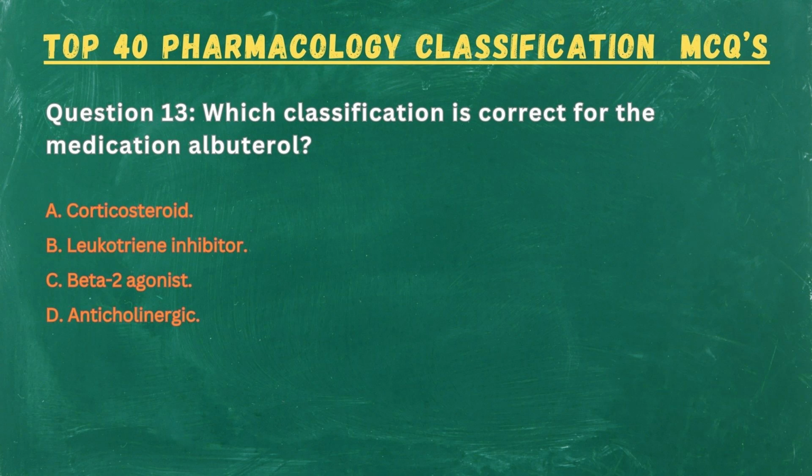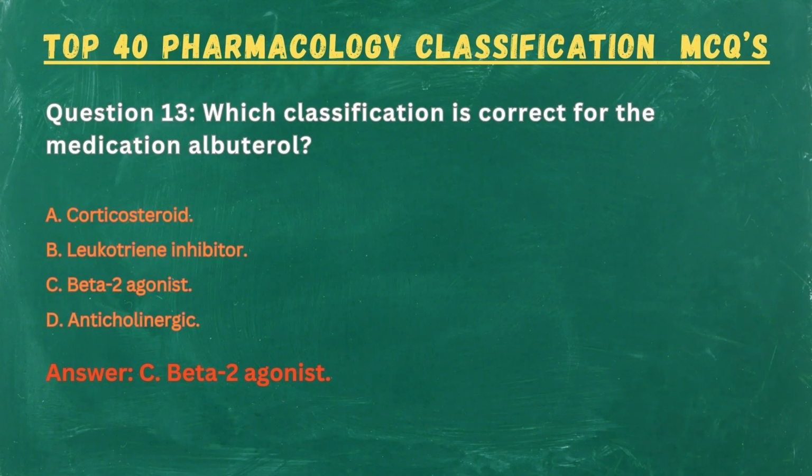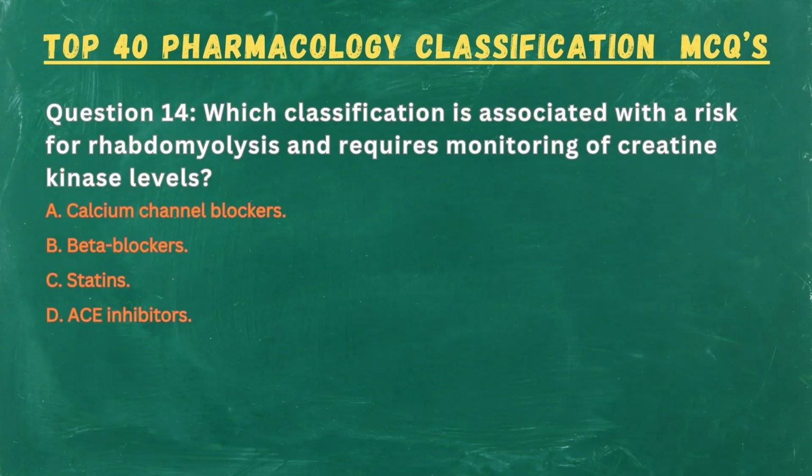Question 13. Which classification is correct for the medication albuterol? A. Corticosteroid. B. Leukotriene inhibitor. C. Beta-2 agonist. D. Anticholinergic. Answer: C. Beta-2 agonist.